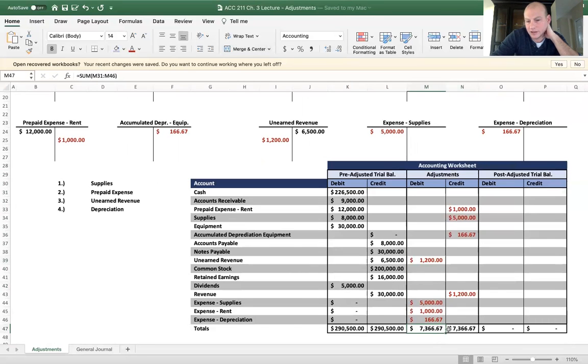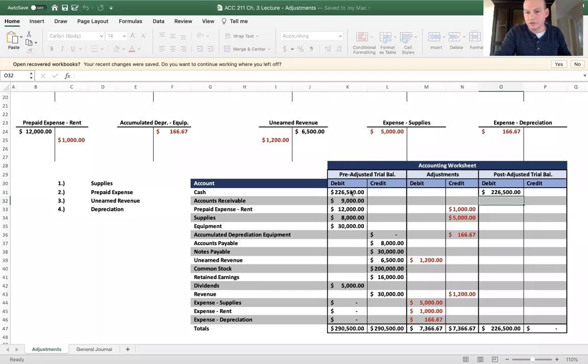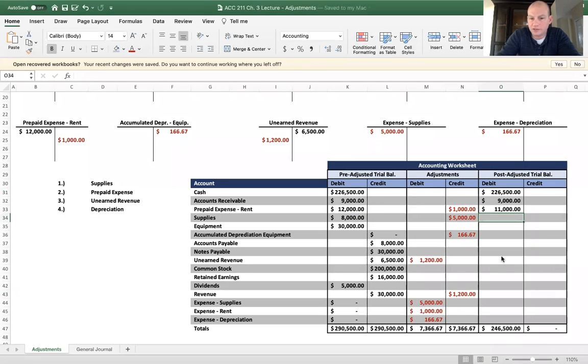You can see down here that our debits and our credits balance, so that checks out. That means we haven't messed anything up. Now we need our post-adjusted trial balance. All this is the balance of the accounts after the adjustments have taken place. Cash is just going to be the same, 226,000. Same thing with accounts receivable, but prepaid expense is going to be different because we had a balance of 12,000 and then we credited $1,000, which reduced that account. So now it's down to $11,000 even. Same thing with supplies. It started off at 8,000, went down to 5,000, so now the balance is 3,000.